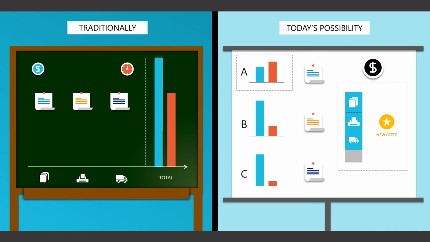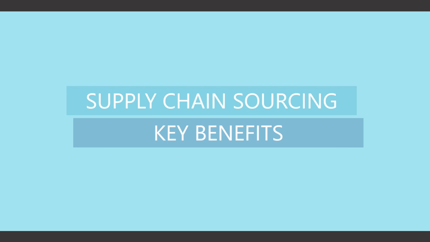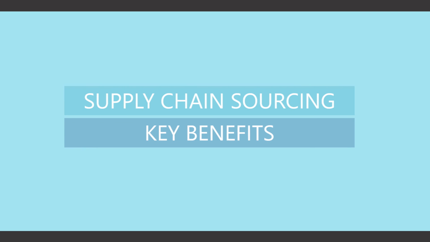Of course, ensuring all operational business constraints are met, for example, managing the degree of change from the current supplier base, is much easier than before because you are dealing with one set of results, as opposed to offers from each leg of the supply chain. Supply chain sourcing like this is fundamentally changing the way companies operate. So let's outline the key benefits you can achieve.